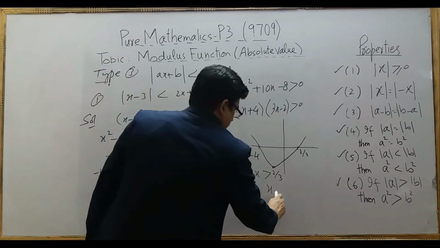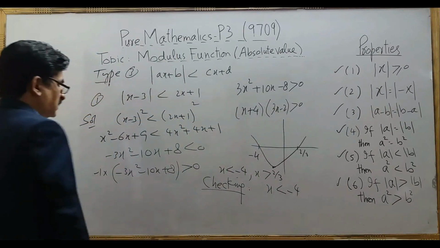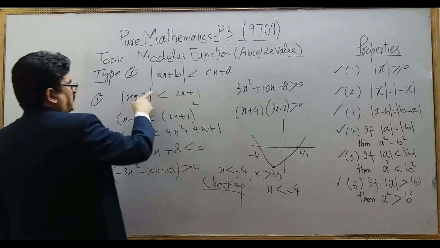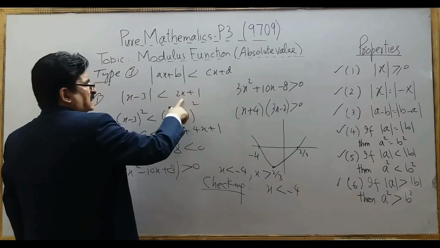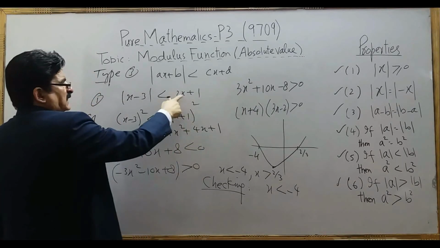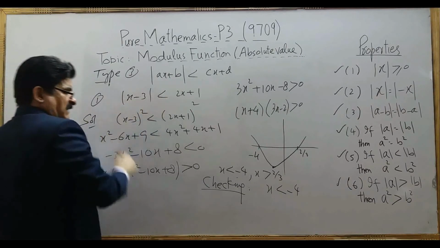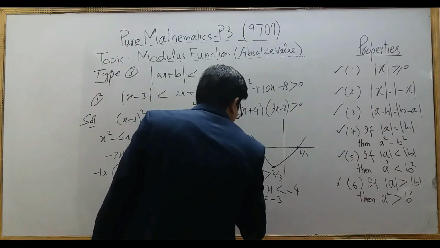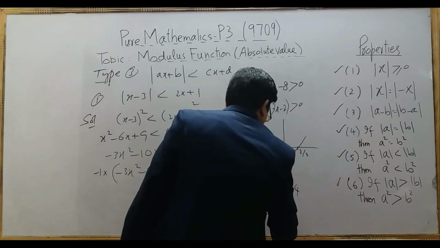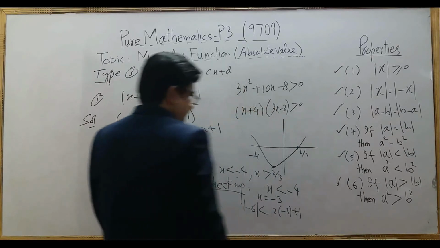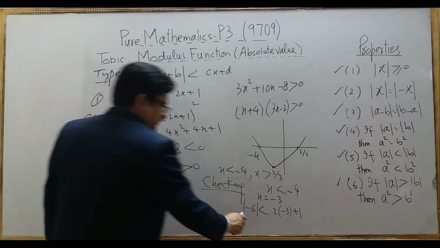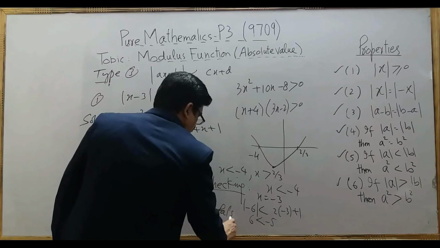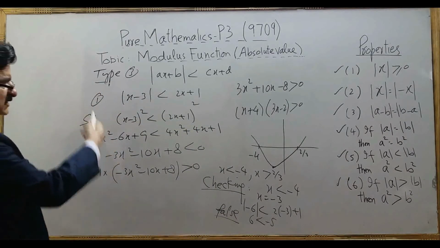Now checking x less than minus 4. Obviously, how can a positive number be less than a negative number? Not possible. If you take, for example, x equals minus 3 over here, put it here, you will have minus 6 mod is less than 2 into minus 3 plus 1, which is minus 5. So 6, you are saying that 6 is less than minus 5, which is false, which is wrong. So this is not the solution.